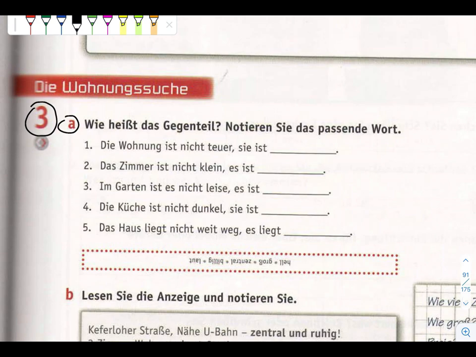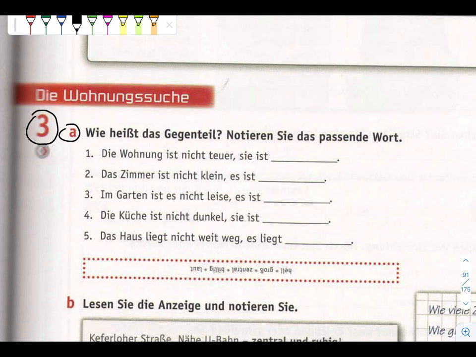So again, drei a. Wie heißt das Gegenteil? Gegenteil means opposite. Notieren Sie das passende Wort. There are some adjectives given. You just need to write the opposite of that. For example, Nummer 1. Die Wohnung ist nicht teuer. Sie ist. Die Wohnung ist nicht teuer.